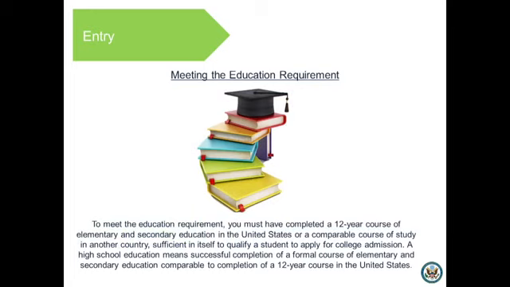Meeting the education requirement. To meet the education requirement, you must have completed a 12-year course of elementary and secondary education in the United States or a comparable course of study in another country, sufficient in itself to qualify a student to apply for college admission. A high school education means successful completion of a formal course of elementary and secondary education comparable to completion of a 12-year course in the United States.